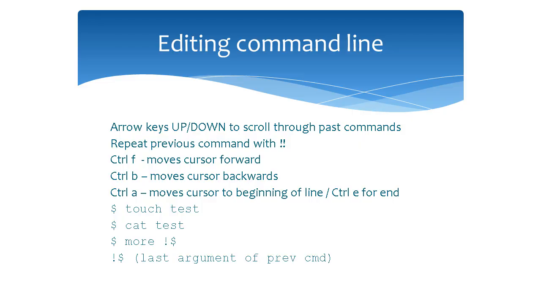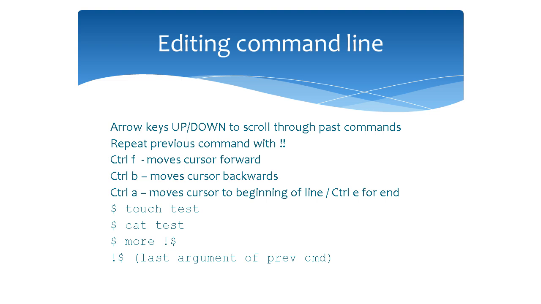You can edit an existing command or replace it. Press the arrow keys up and down to scroll through past commands. Repeat the previous command with !! Control-F moves your cursor forward. Control-B moves the cursor backwards. Control-A moves the cursor to the beginning of the line, while Control-E moves it to the end of the line.